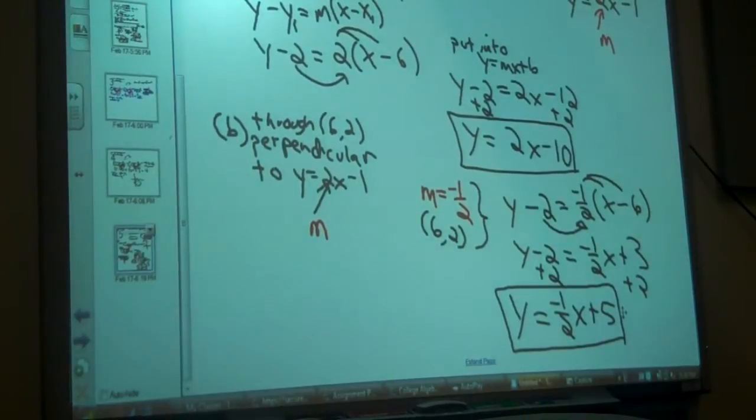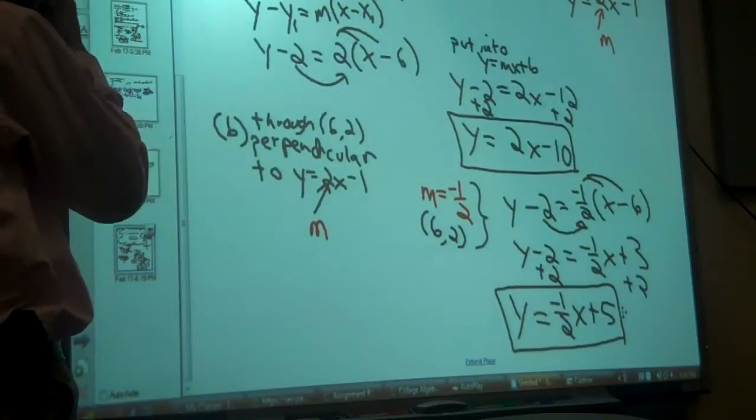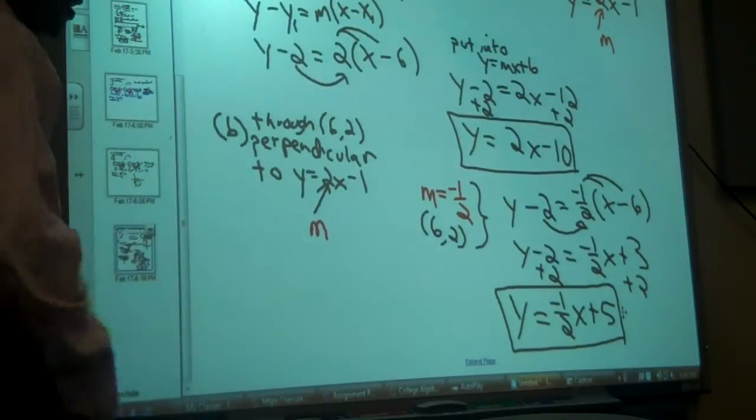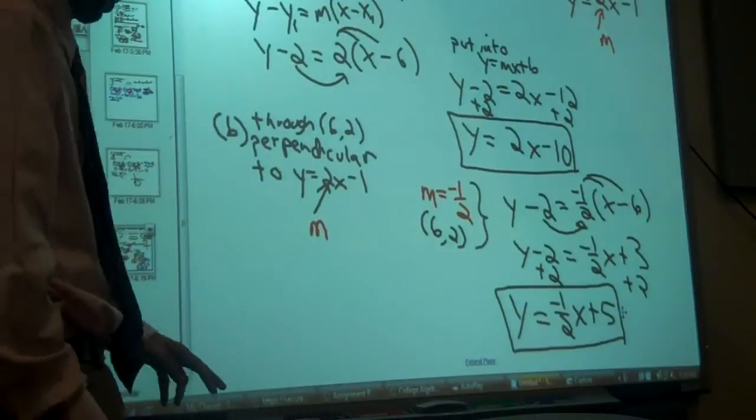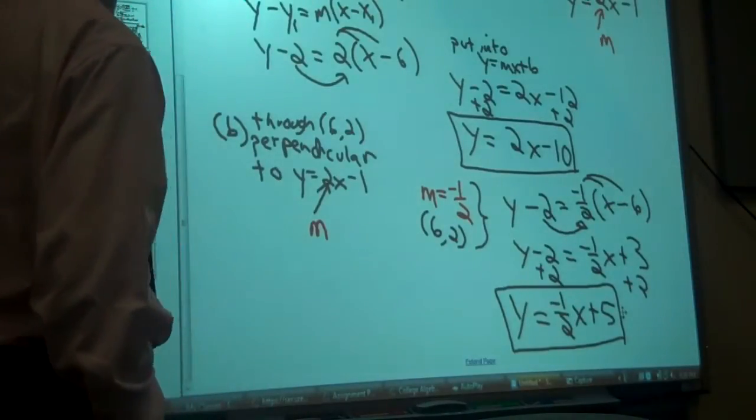Okay. So that's it then. It's a good review of last time. That's what we did pretty much. We talked about lines and how to find their equations and slopes. And that was the last lecture. Questions?